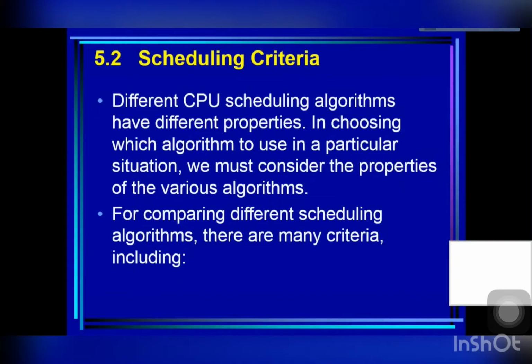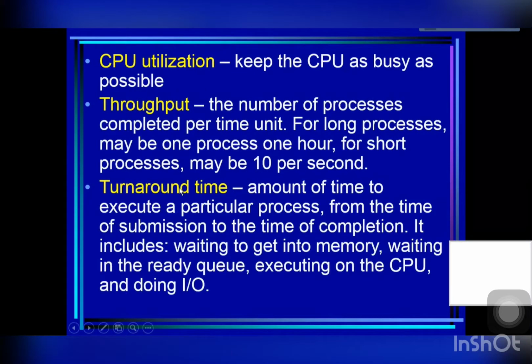Criteria. Different CPU scheduling algorithms have different properties, and the choice of a particular algorithm may favor one class of processes over another. In choosing which algorithm to use in a particular situation, we must consider the properties of the various algorithms. Many criteria have been suggested. So, for comparing different scheduling algorithms, there are many criteria, including: first, CPU utilization.